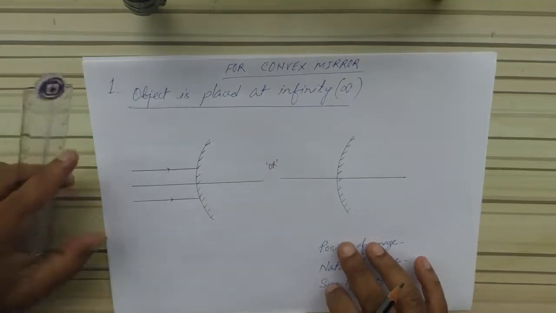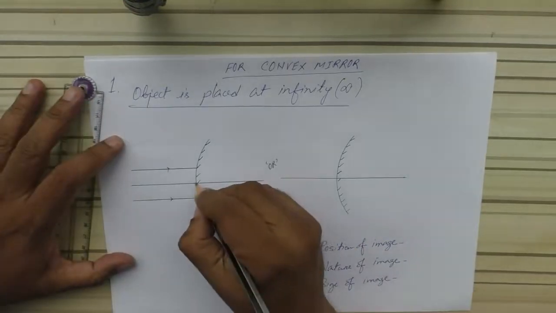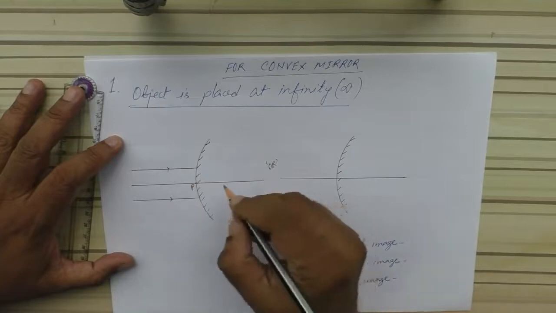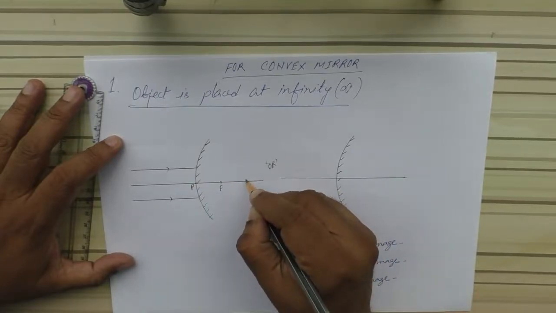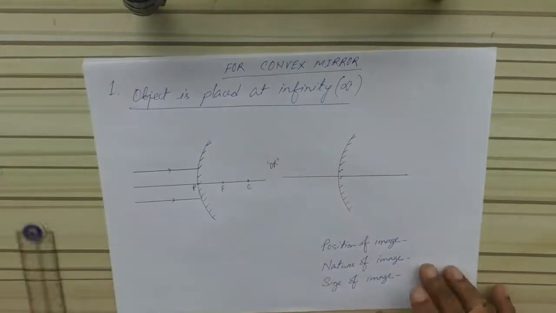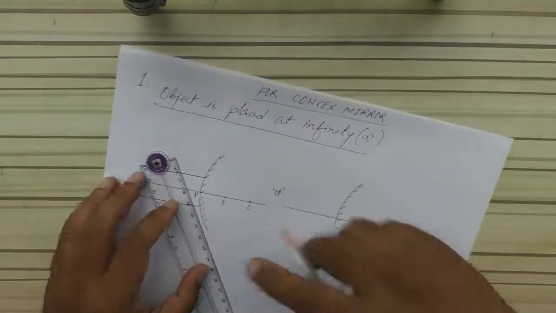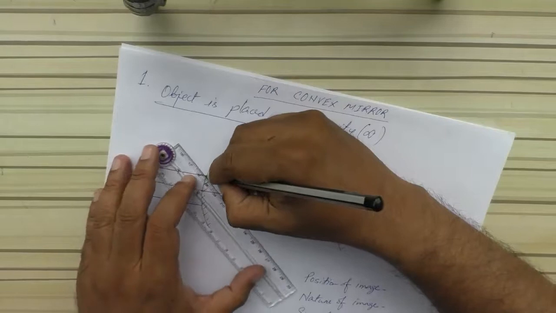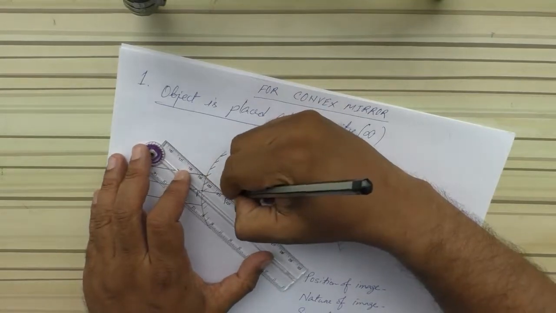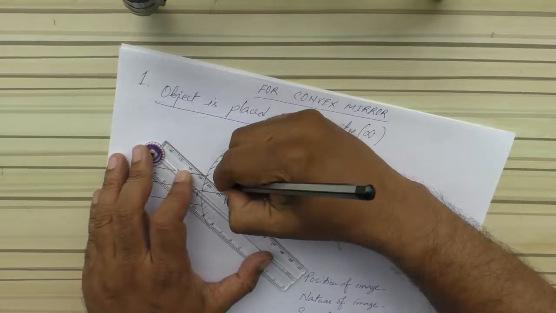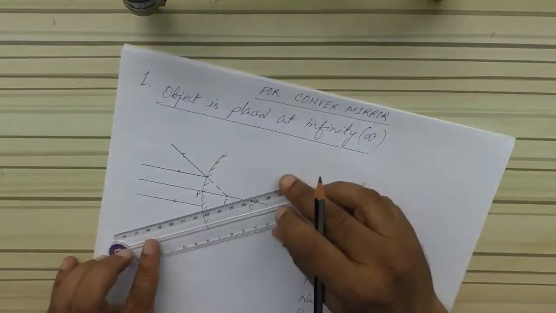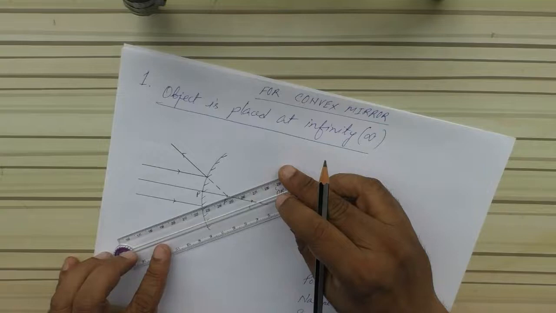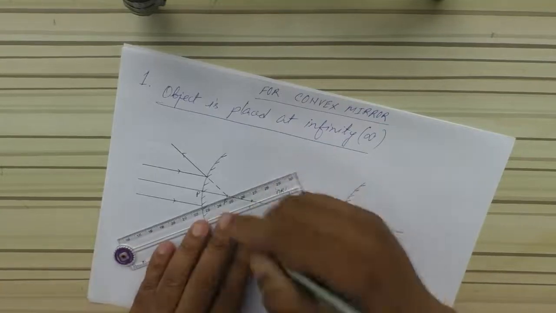If the incident light rays are parallel to the principal axis, then we will have to do the marking here. This is pole and focus, center of curvature, with measurement. You will have to do the marking. And these light rays, after reflection, appear to diverge from focus according to the rule. These light rays appear to diverge from the principal focus.